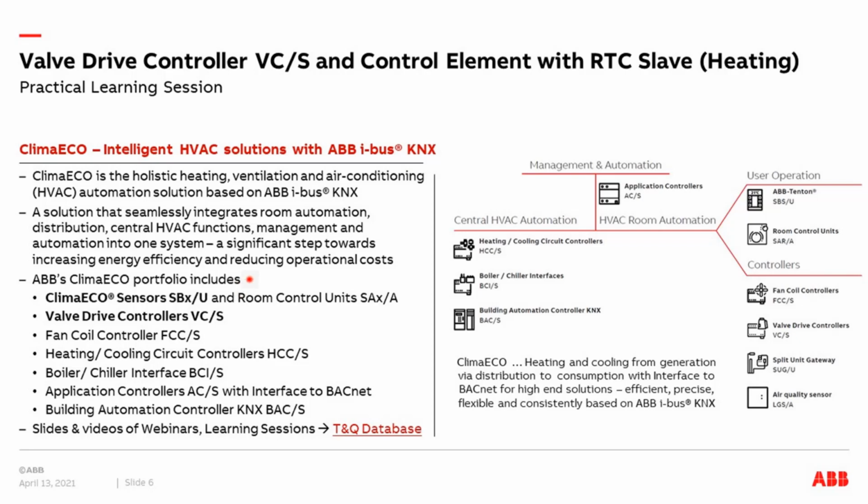The ABB ClimaECO portfolio includes the ClimaECO sensors and room control units, valve drive controllers, fan coil controllers, heating cooling circuit controllers, the boiler chiller interface. For the management level, we have the application controller ACS with the interface to BACnet, and on top our building automation controller KNX BUX, which is our PLC with KNX interface.